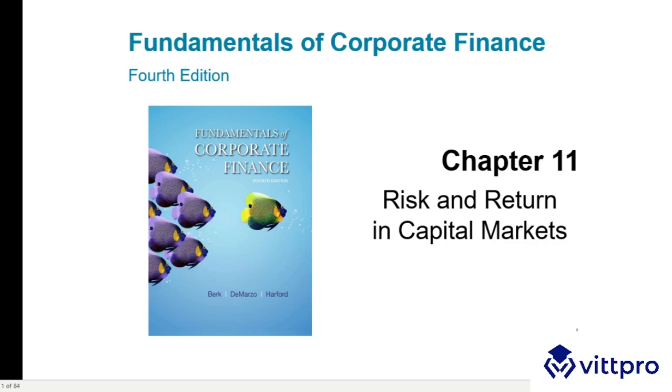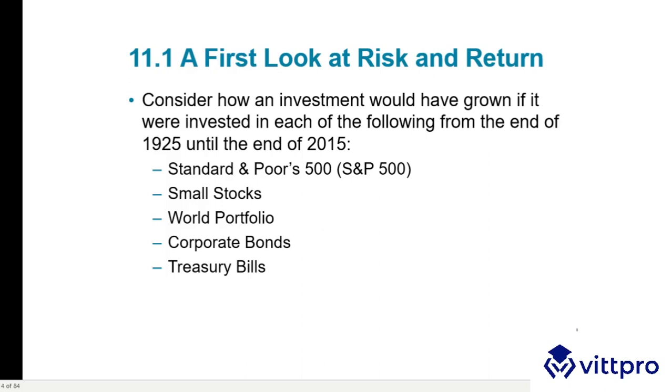So we understand the concept of risk and returns first, and then we will look at more details of the cost of capital. Consider that there are many investors, right? But let's say you have invested in these categories: maybe the S&P 500, small stocks, the world portfolio, the entire world, corporate bonds, or only Treasury bills. Where do you think you would get the highest return?